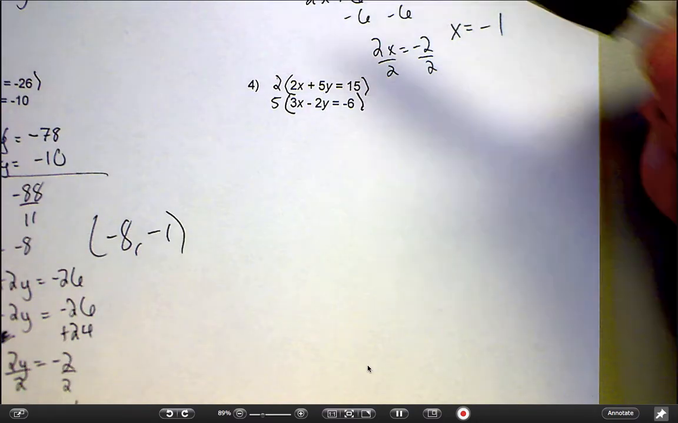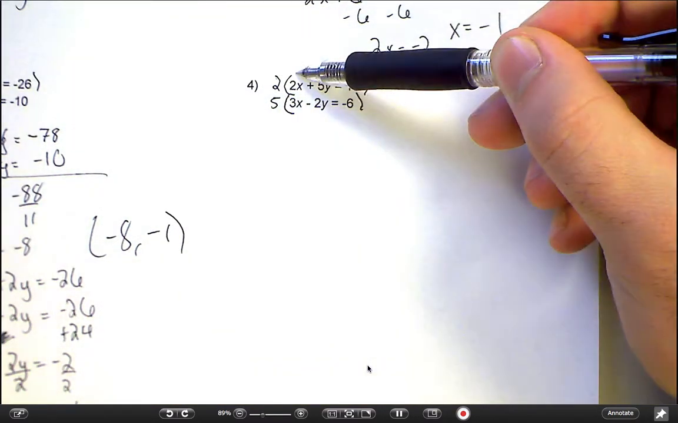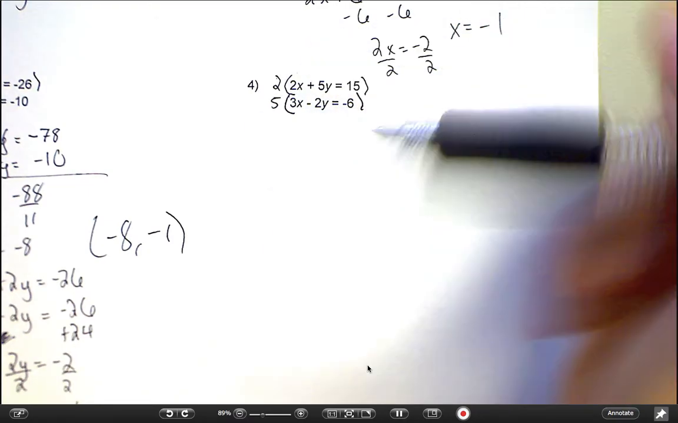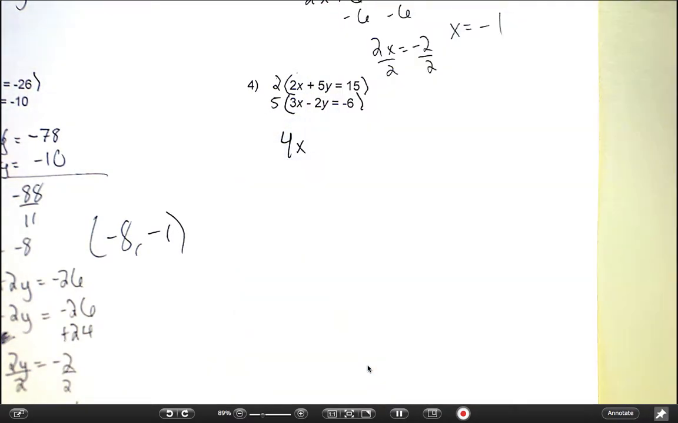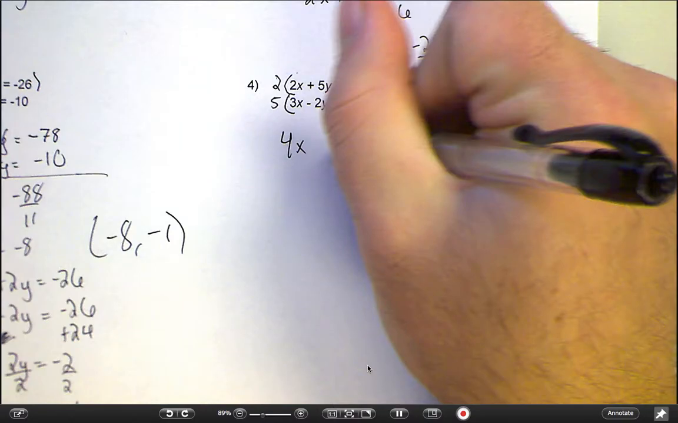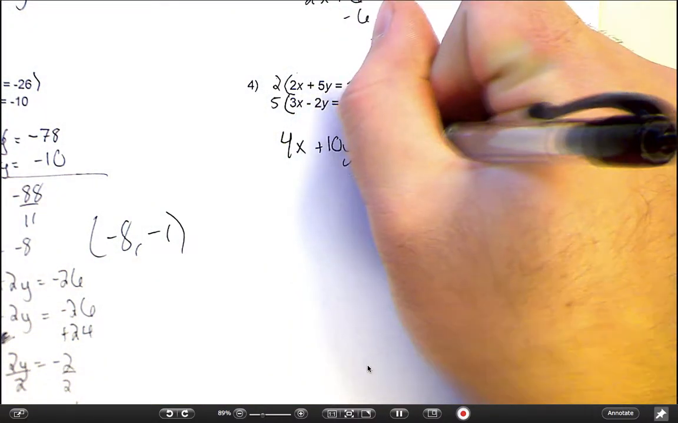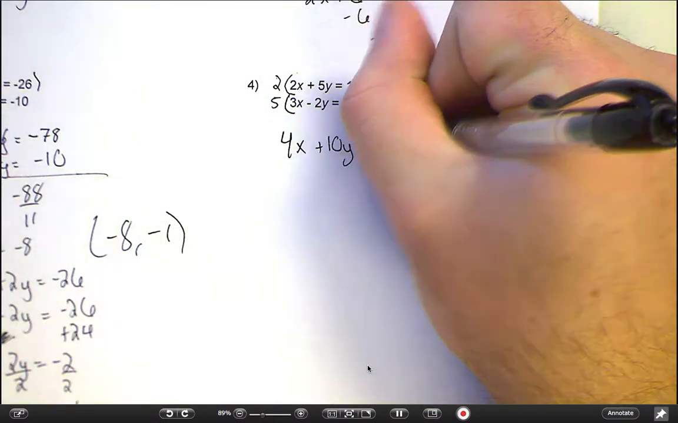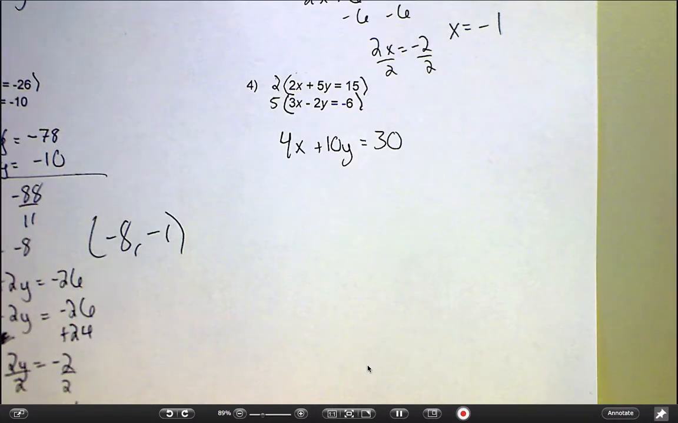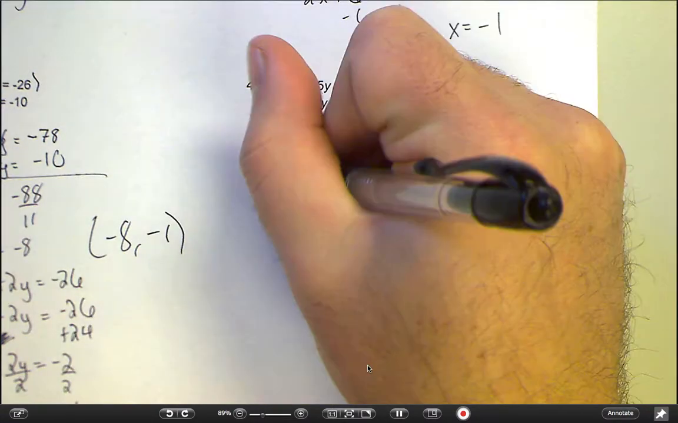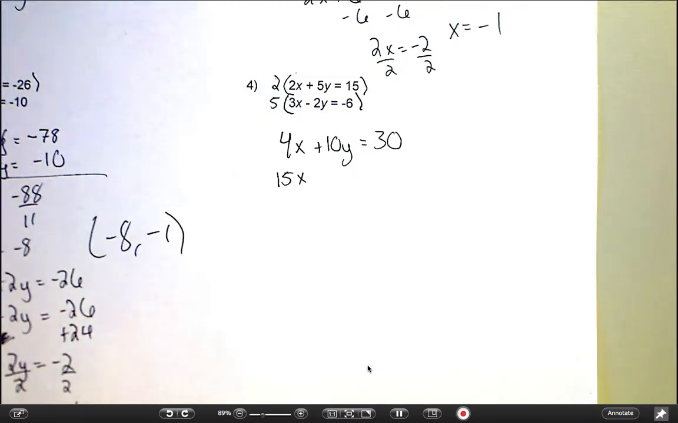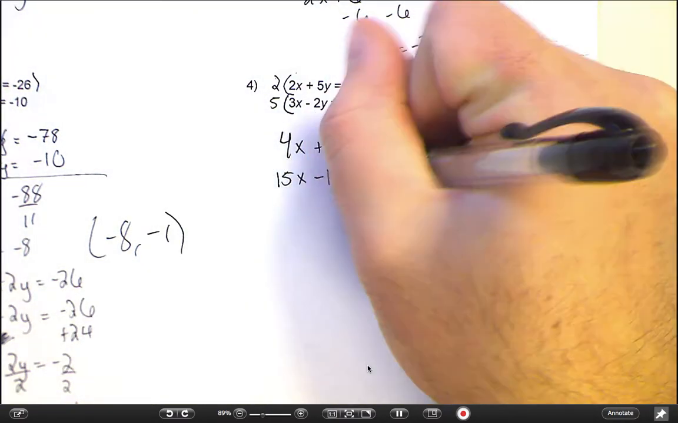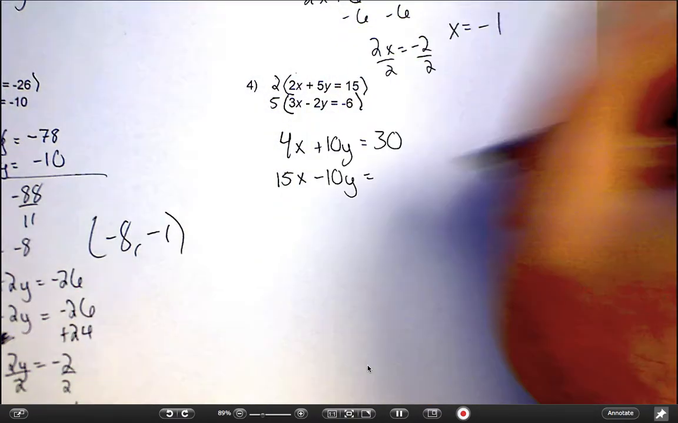Okay. Now, when we do that on the first one, I'm going to go ahead and start multiplying here. 2 times 2x gives me 4x. 2 times 5y gives me the 10y I was hoping to get, and then 2 times 15 gives me a 30. And the second one there, 5 times 3x gives me 15x. 5 times negative 2y gives me negative 10y. And 5 times negative 6 is negative 30.